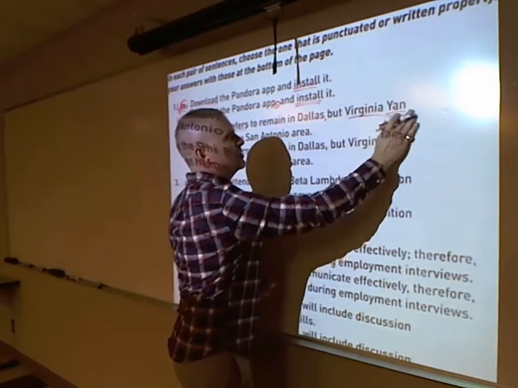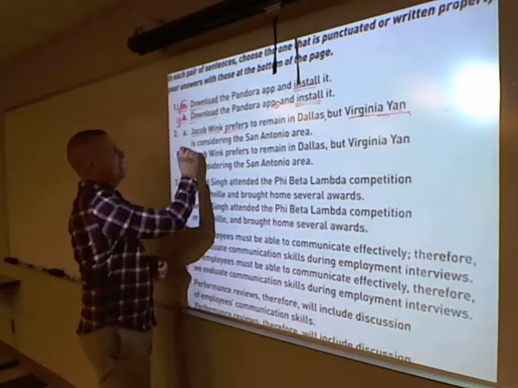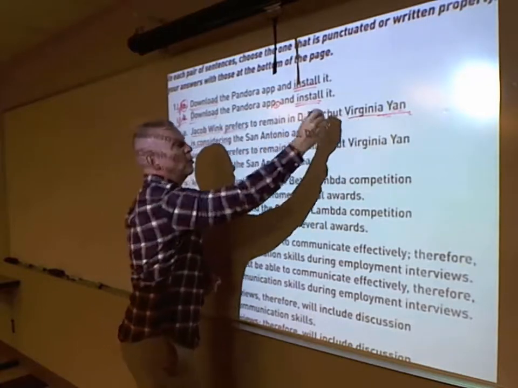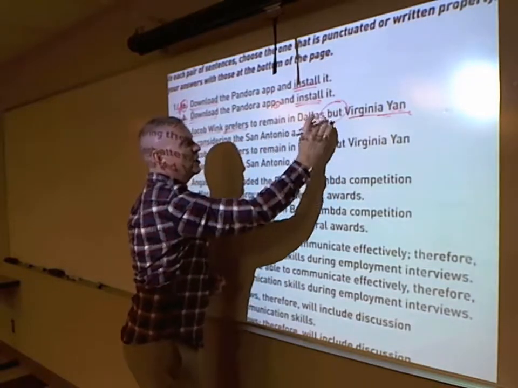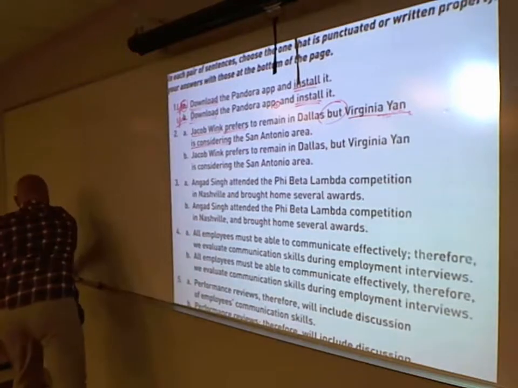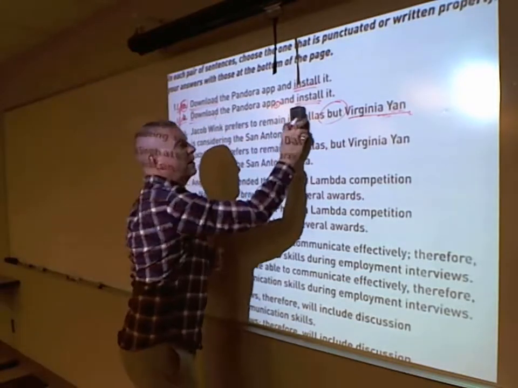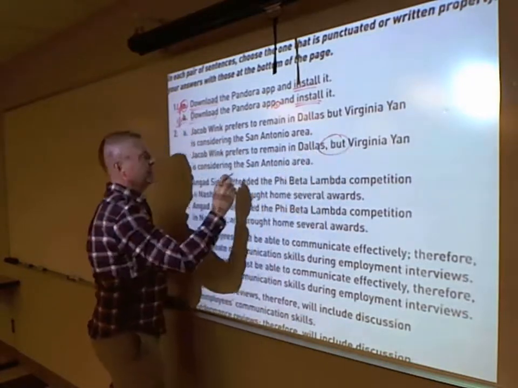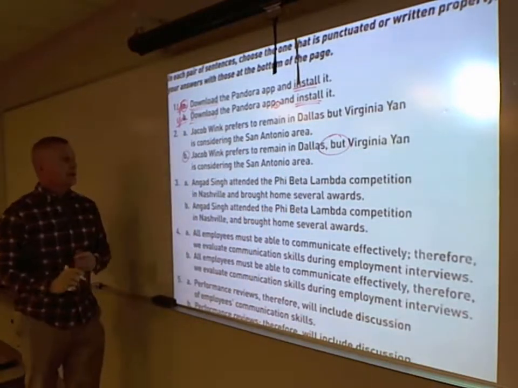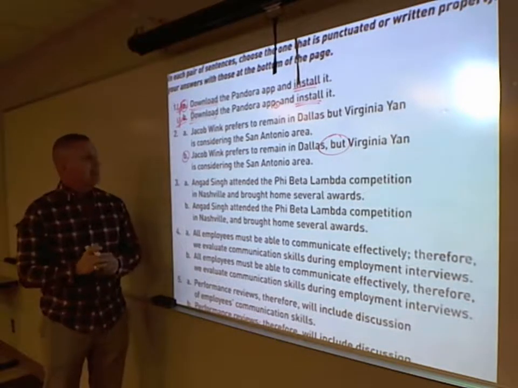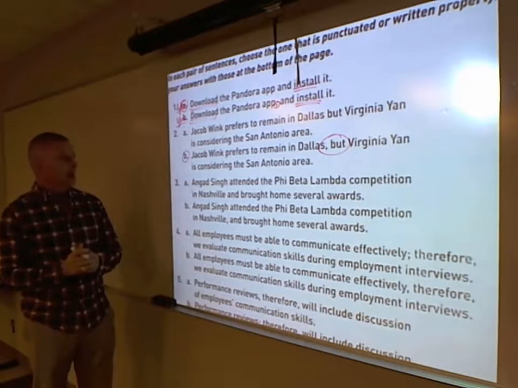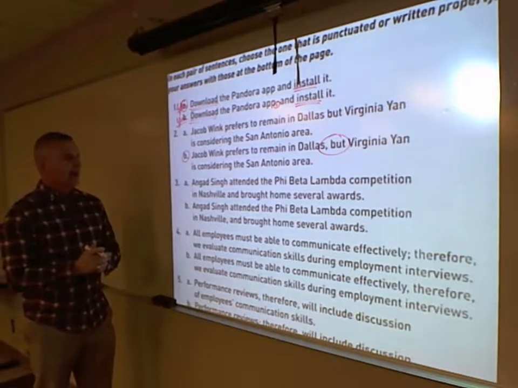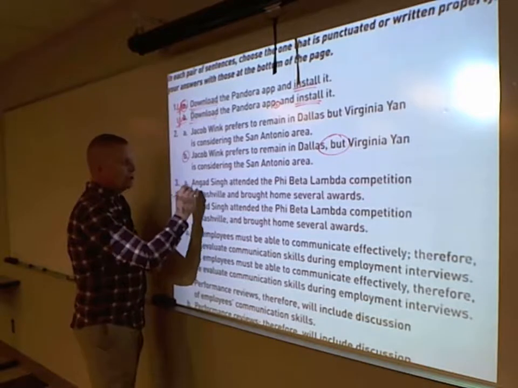Oops, Virginia Yan's the subject, sorry. Is considering. So two independent clauses joined by a coordinating conjunction requires a comma. Therefore, we want to use letter B that complies with that. Number three, Gad Singh attended the Phi Beta Lambda competition in Nashville and brought home several awards. Looks like letter A is going to be the correct answer.